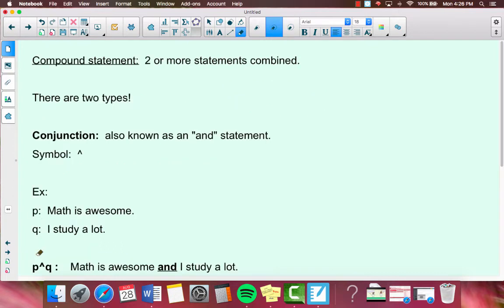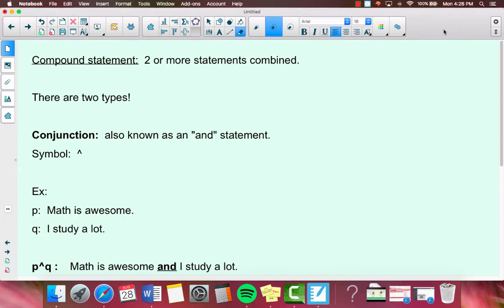Okay? And then we're going to get into compound statements. So you've probably heard of compound sentences in English or something similar to that. It's the same concept. So a compound statement is 2 or more statements that are combined. Okay, typically we're going to be working with 2, but you could have more than 2. It could be 3, 4, 5, doesn't matter. So there are 2 types that we're going to work with.